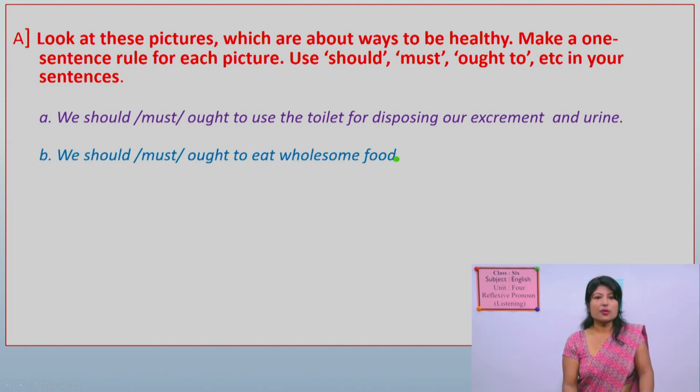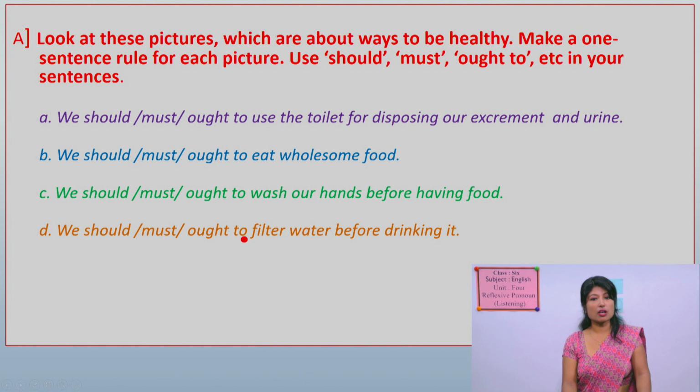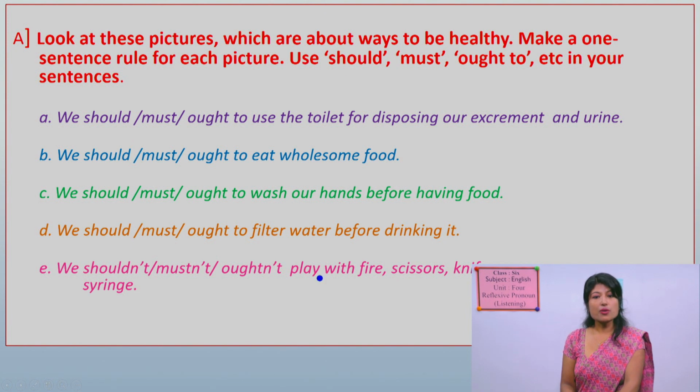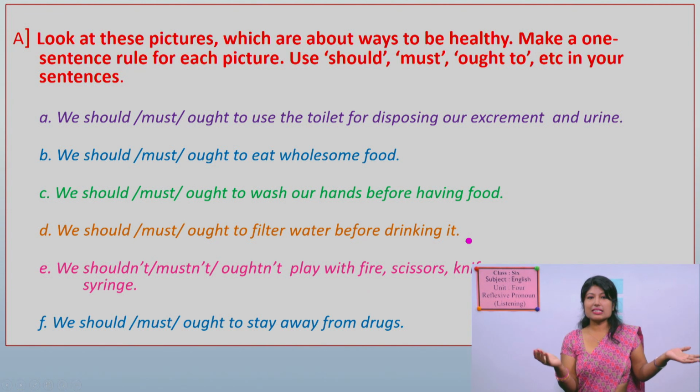Number B, we should, must, ought to eat wholesome food. Wholesome food means including all vegetables, grains, and all whole things. And then the sentence you can make is we should, must, ought to wash our hands before having food. And then we should, must, ought to filter water before drinking it. We shouldn't, mustn't, oughtn't play with fire, scissors, knife, or syringe. And then we should, ought to stay away from the drugs. So we can make sentences of the pictures given above like this. Okay, so you can make sentences yourself.